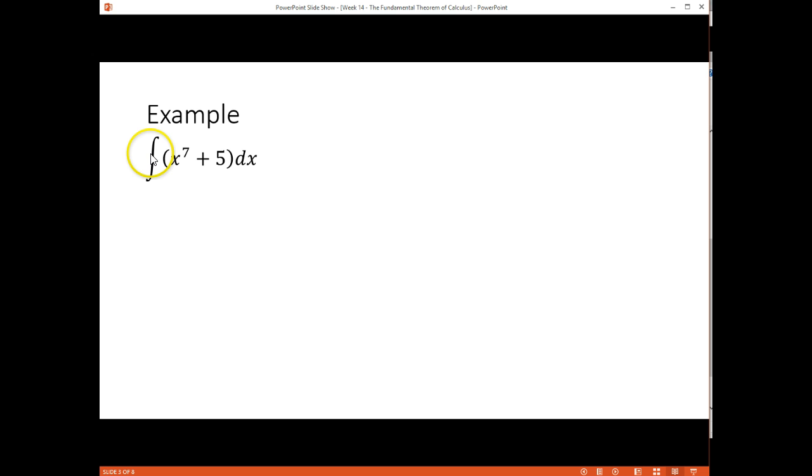This is an indefinite integral, the integral of x to the 7th plus 5 dx. We know when we integrate this, it's going to give us 1/8 x to the 8th. We add 1 to our exponent, then multiply by 1 over that number, plus 5x plus c. Remember, an indefinite integral gives us the class of all antiderivatives. So every antiderivative is going to look like this.